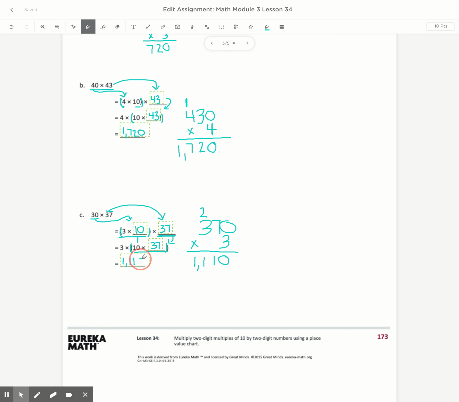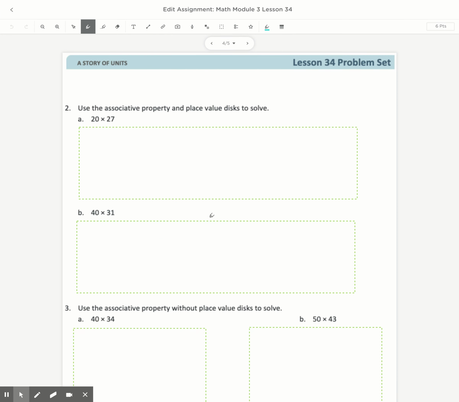1,110. So again, guys, this is setting you up to be able to do double digit by double digit multiplication. That's why we're focusing on the associative property, because it's a little bit easier to start by breaking apart these numbers and finding slightly easier ways for some people to solve them. But this again is kind of a stepping stone into when we actually do the double digit by double digit multiplication.